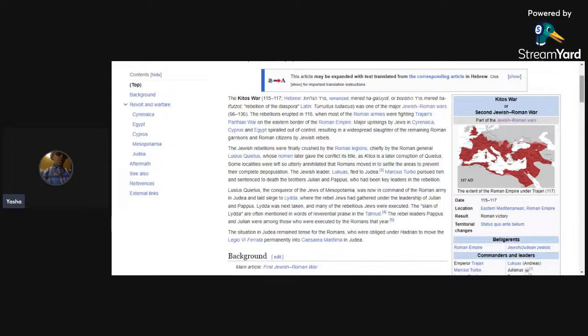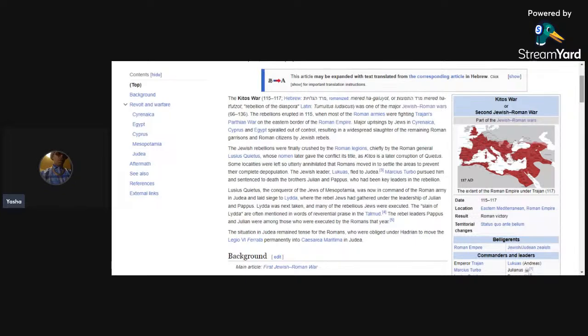The Kitos War between 115 and 117. In Hebrew, it is called Mered HaGaluyot, romanized as Mered HaGaluyot. Or the Mered HaTfutzot, and that is called the rebellion of the diaspora, right?